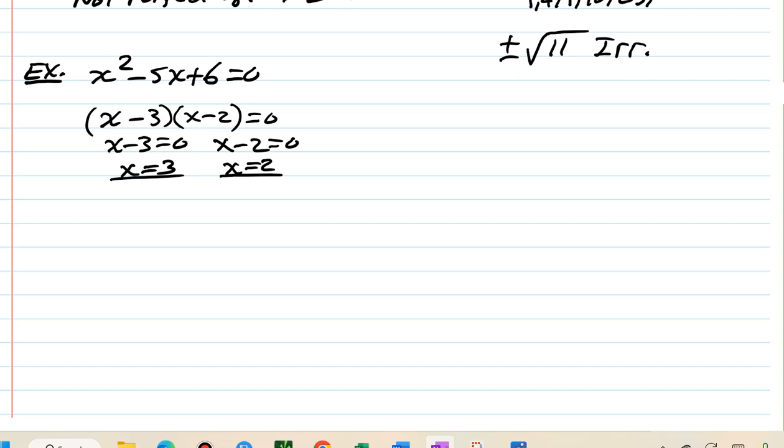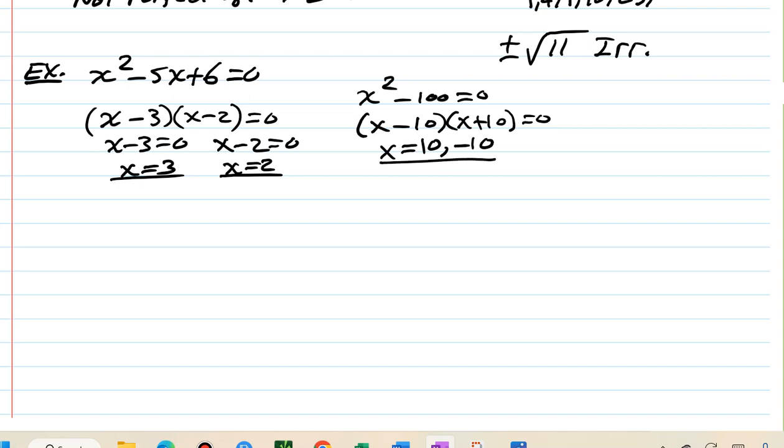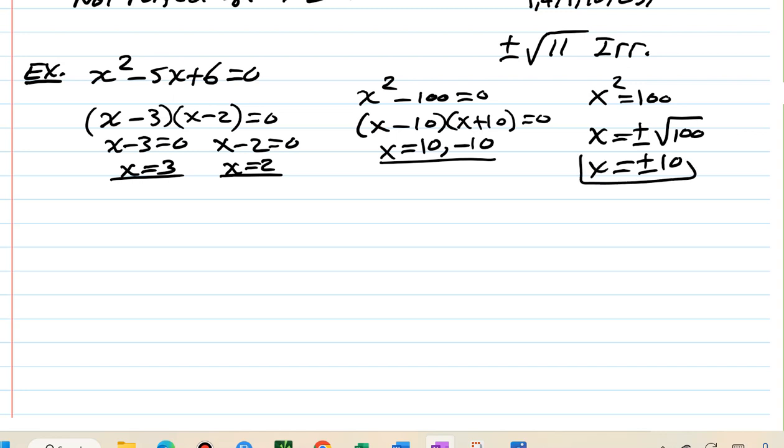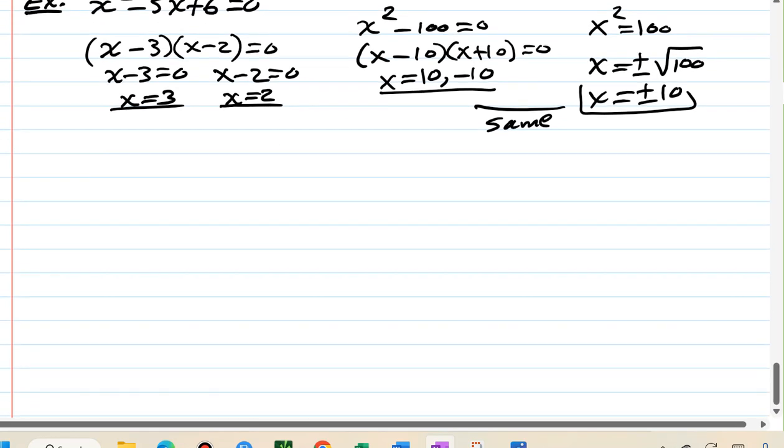Now, another example. Let's say I want to do x squared minus 100 equals 0. This one again by factoring would be x minus 10 times x plus 10 equals 0. So we get 10 or negative 10, two solutions. You could also do this by the square root property. Move 100 to the other side, so it becomes positive 100 on the right, and then hit it with the square root property. Remember, with the square root property, you have plus or minus. So these are, again, the same results. Different procedures, but same outcome.